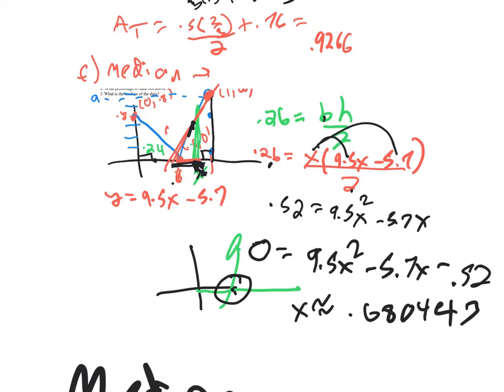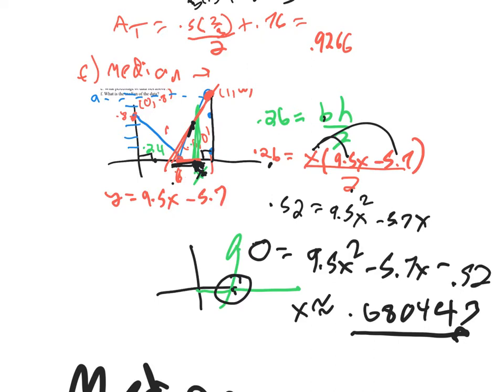The problem is, I don't think it's 0.6. It can't be 0.6. So the equation I graphed was 9.5x squared minus 5.7x minus 0.52, right? Right. And then I graphed it and solved for something that, to me, could be the median. Yeah, that would make sense. Greater than 0.6. But maybe it is because we did use this line.